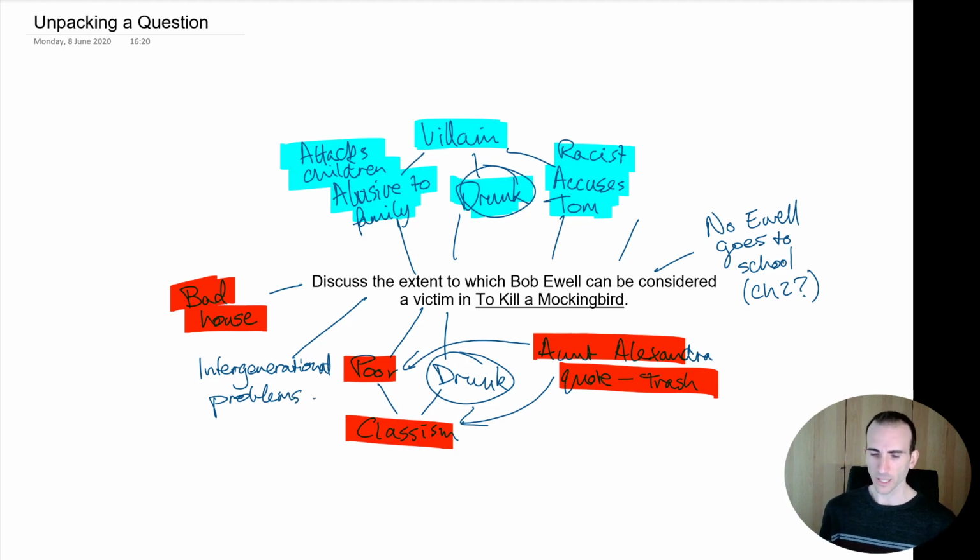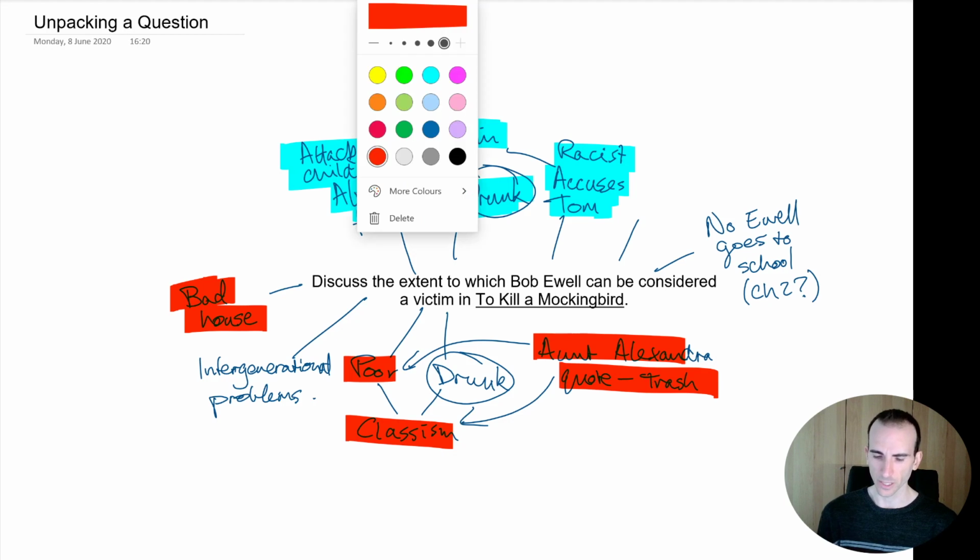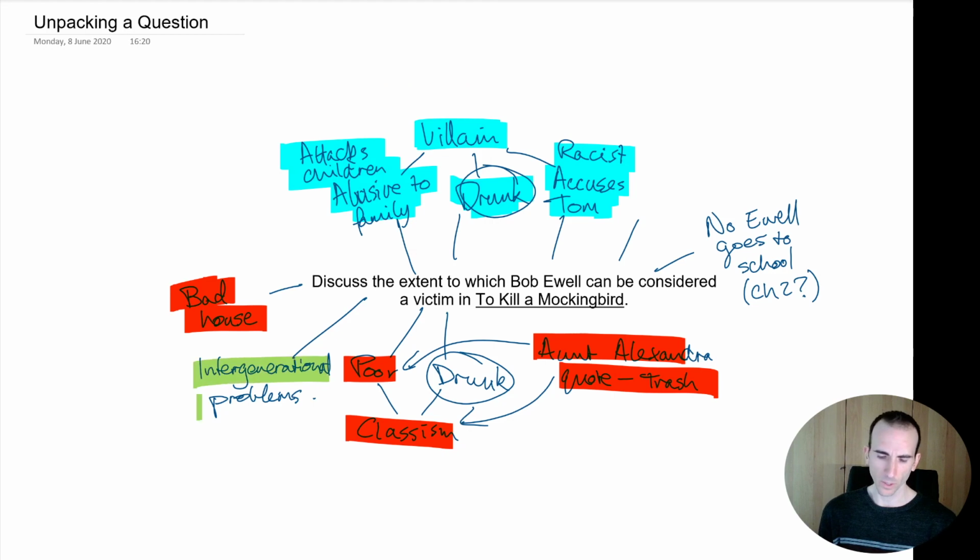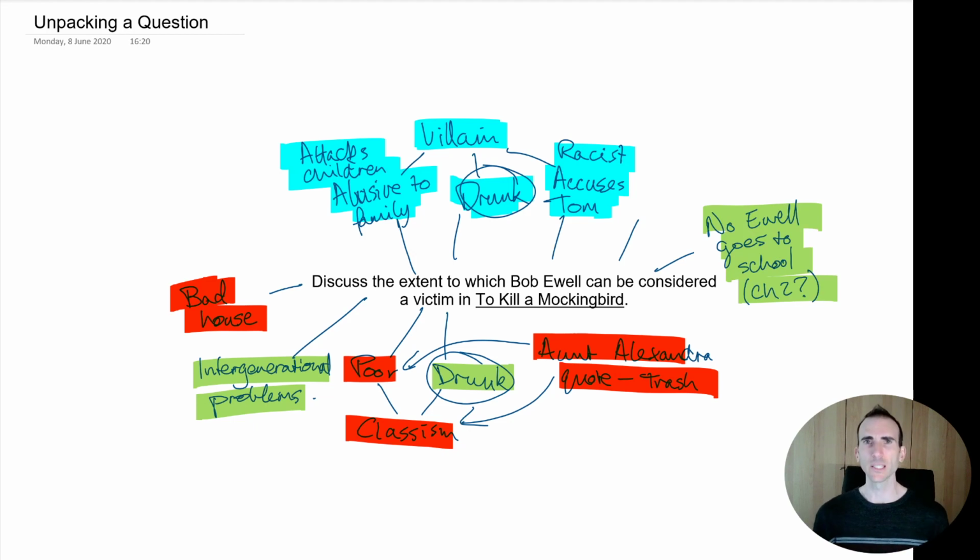Okay, so now I'm seeing another category here, so I'll choose a different color, maybe green. So intergenerational problems might be another one of my main points. We've got drunkenness. His father was a drunk. No Ewell goes to school, so this problem is persisting, and again, going back generations, they're never getting an education, and so they're never breaking this cycle. So maybe that's another point there.